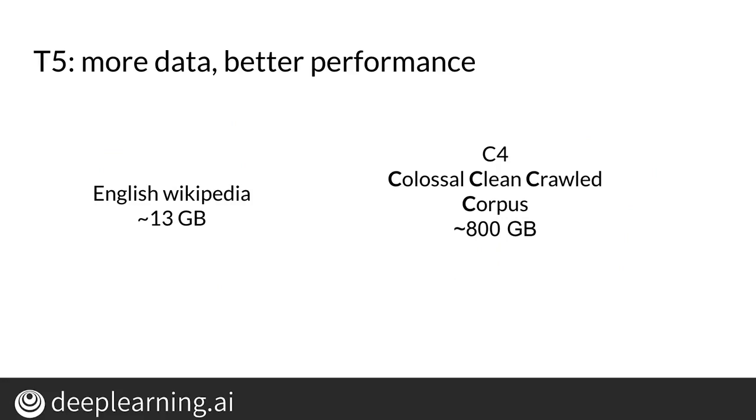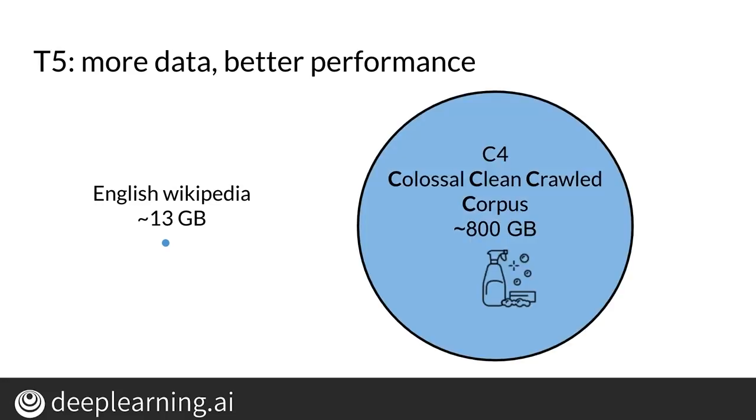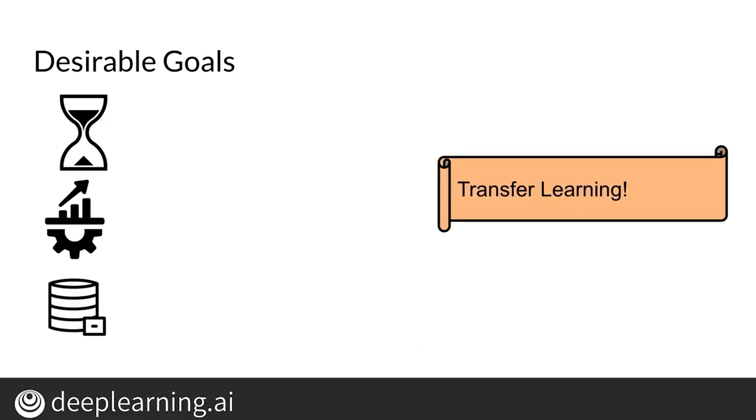So let's look at T5. And over here, the main takeaway is that the more data you have, generally the better performance there is. So for example, the English Wikipedia dataset is around 13 gigabytes compared to the C4 colossal cleaned crawled corpus, which is about 800 gigabytes, which is what T5 was trained on. And this is just to give you a sense of how much larger the C4 dataset is when compared to the English Wikipedia.